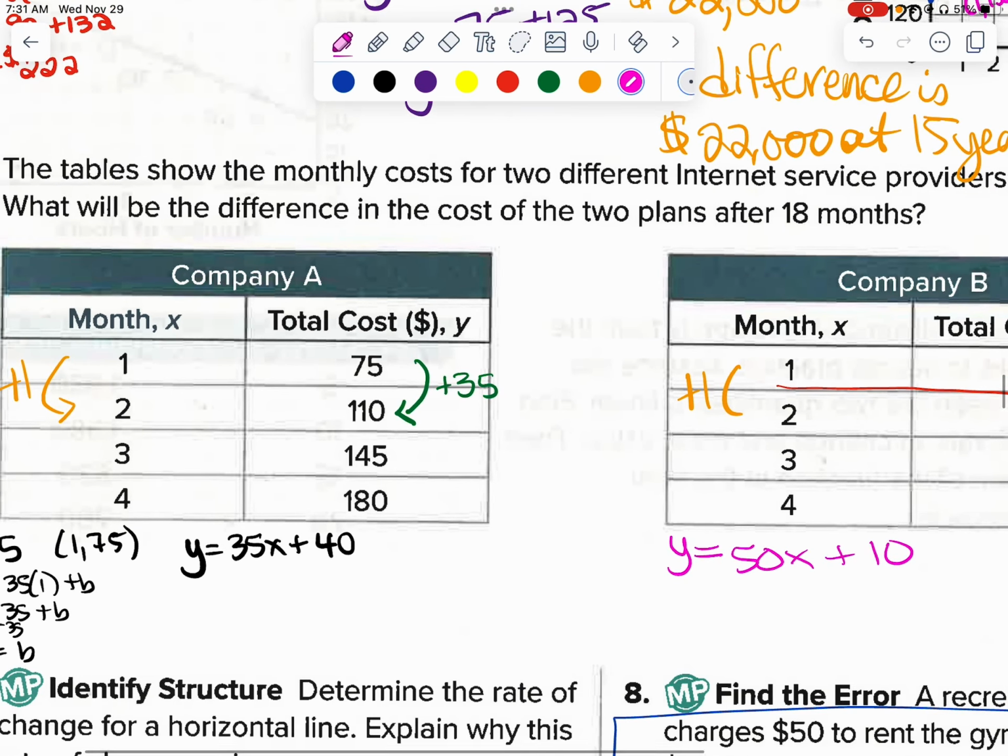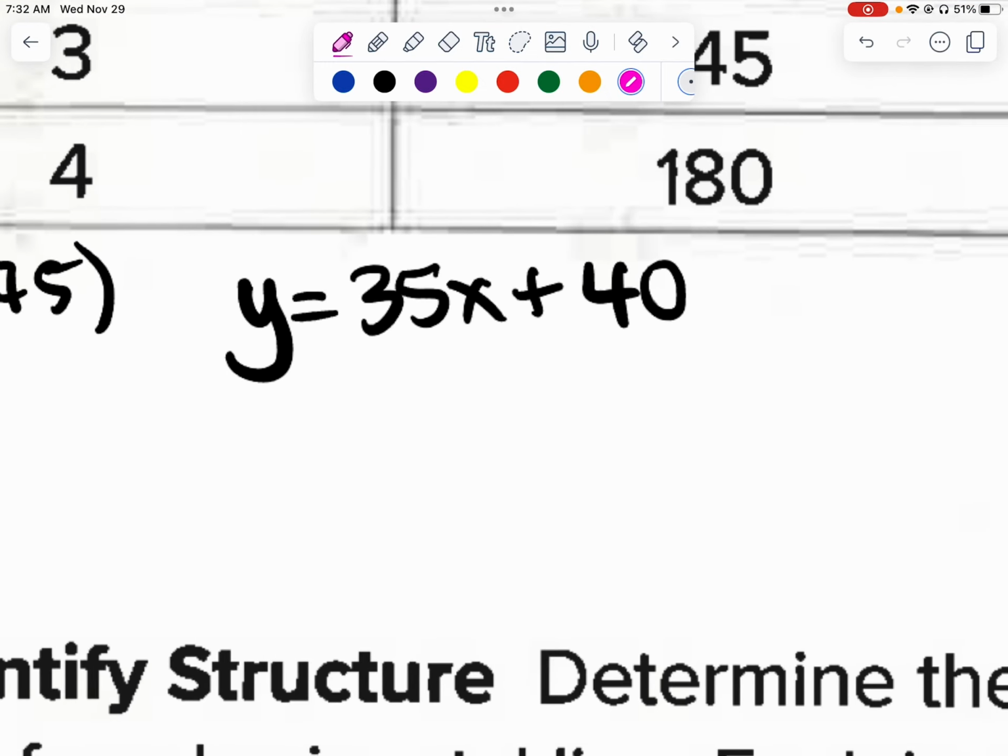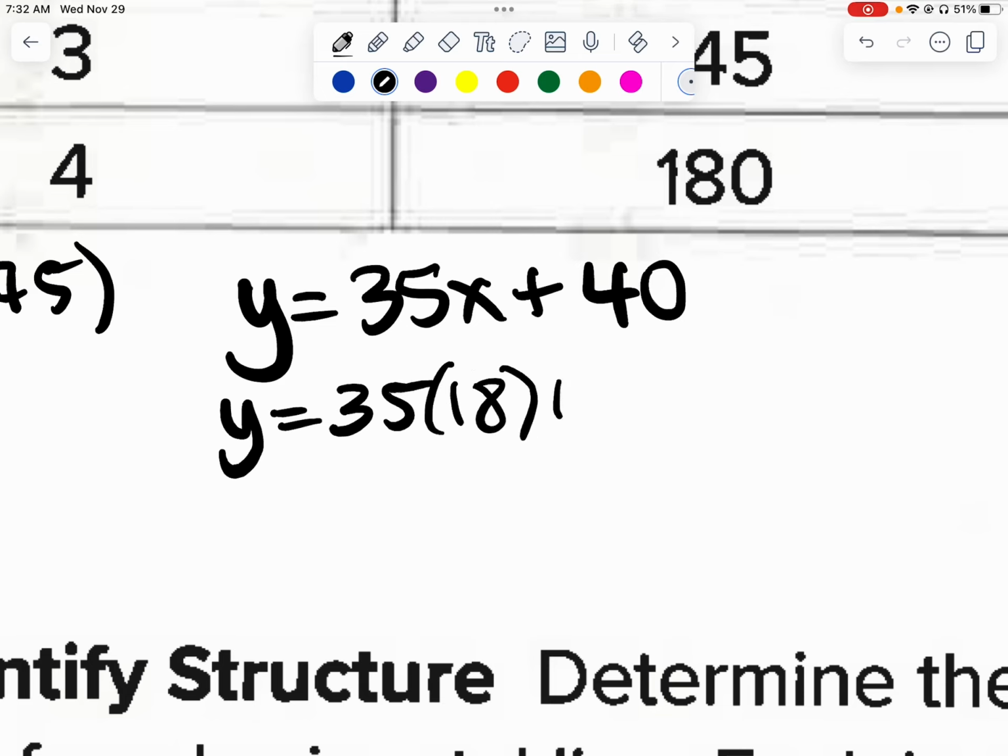Up here it says, what is the difference? That means subtraction. In the cost for the two plans at 18 months. Months is the X value. So I'm going to replace the X value with 18. So when I do that, I'm going to plug it in here. Y equals 35 times 18 plus 40. I replace the X with 18.